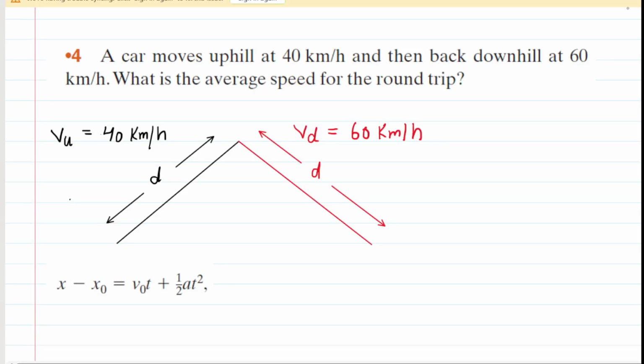A car moves uphill at 40 kilometers per hour and then back downhill at 60 kilometers per hour. What is the average speed for the round trip? The first thing we would want to do is draw a picture depicting the scenario.